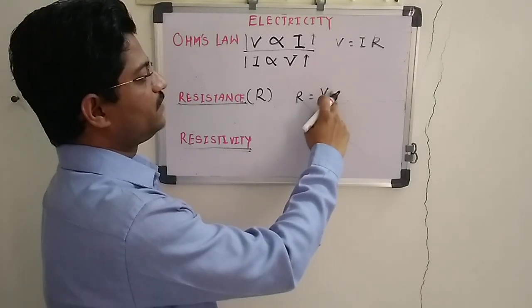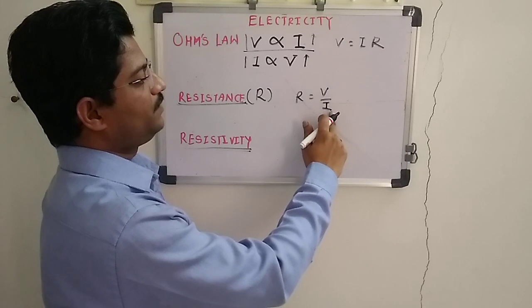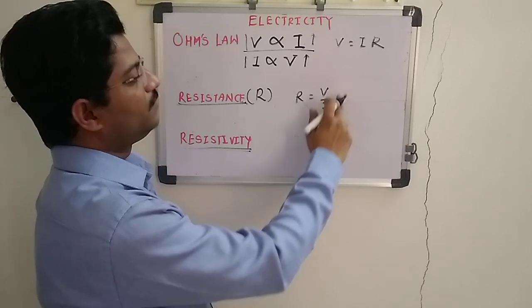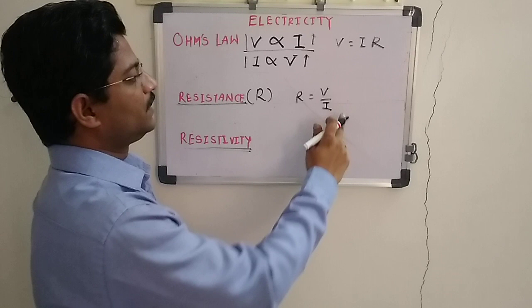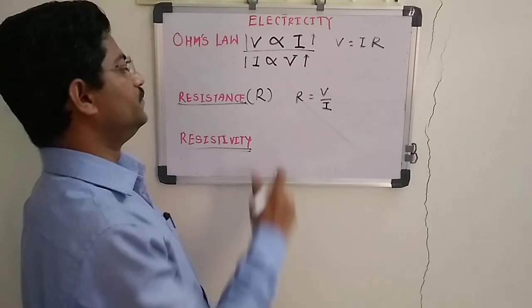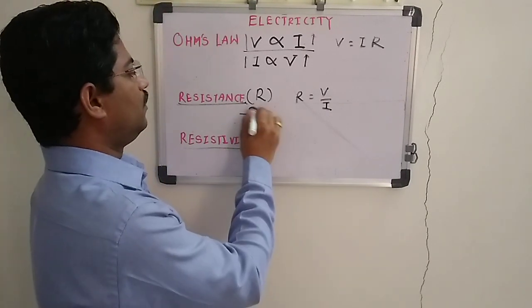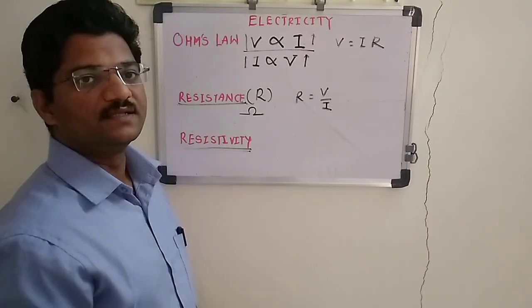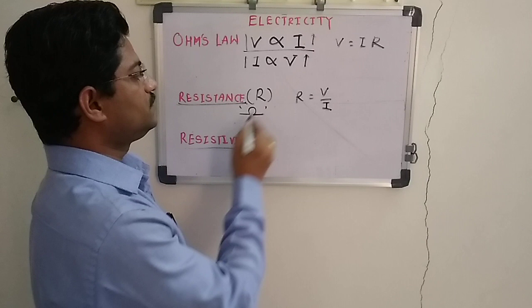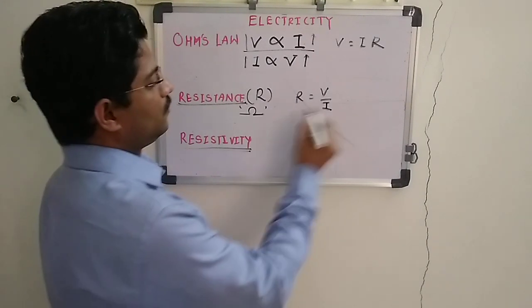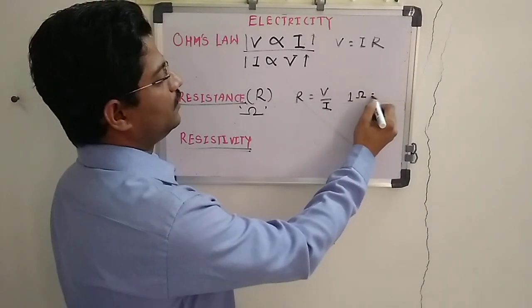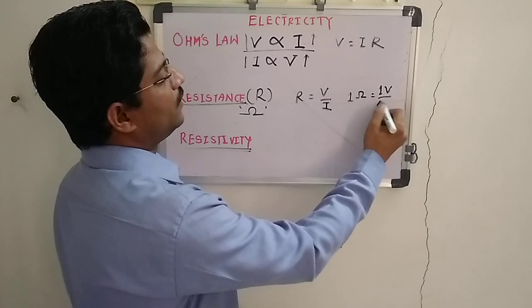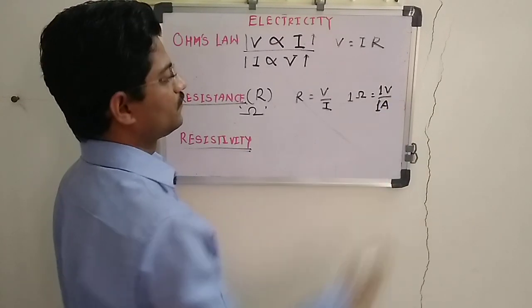Potential difference is measured in volt and current is measured in ampere, so resistance will be volt per ampere, or in other words, its unit is given by one symbol, which is called ohm. So the SI unit of resistance is ohm. So 1 ohm is equal to 1 volt per 1 ampere.